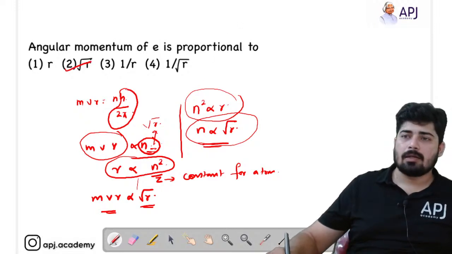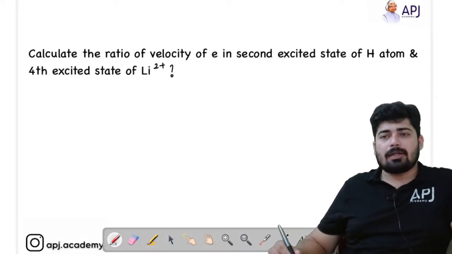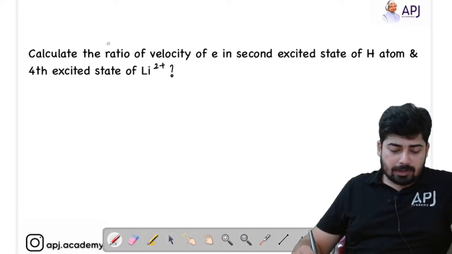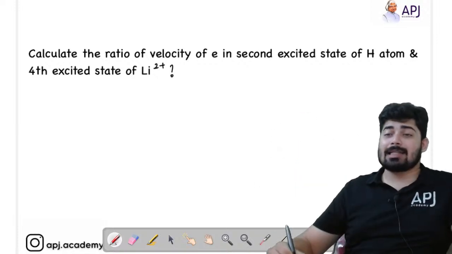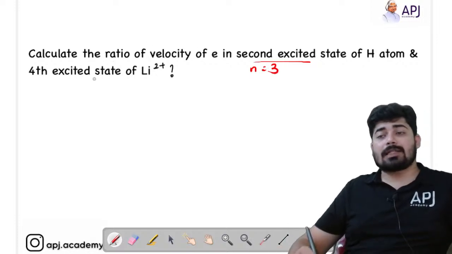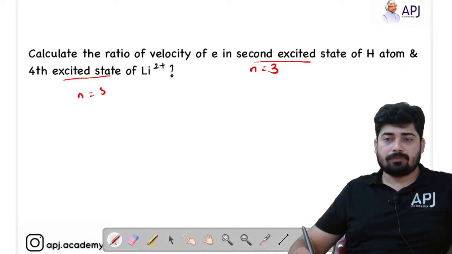Okay. Now let's move on to the next question. So this will be the last question. Calculate the ratio of velocity of electron in second excited state of hydrogen atom and fourth excited state of lithium. Second excited state means the orbit is n equal to 3. Fourth excited state means n equal to 5.